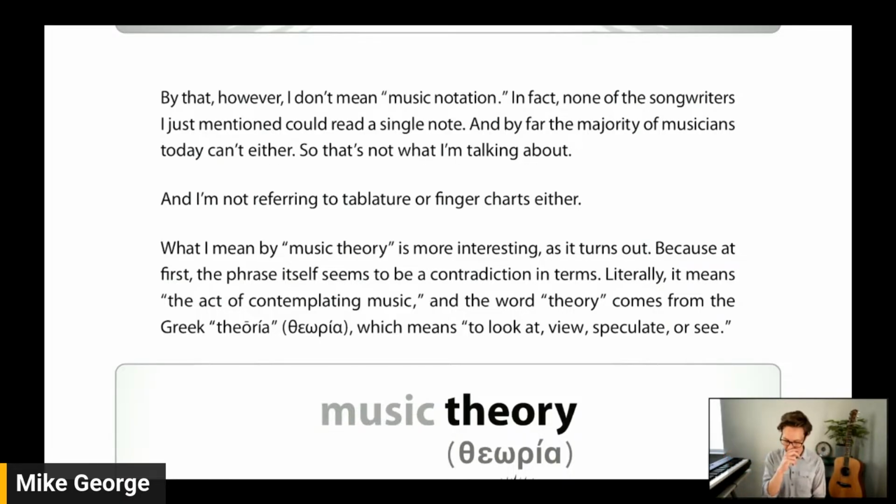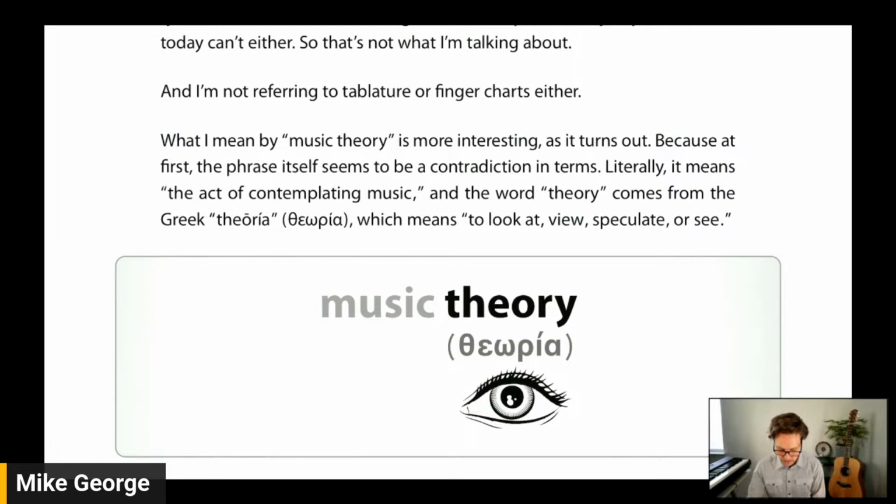So in fact, none of the songwriters I just mentioned could read a single note. And by far, the majority of musicians today can't either. So that's not what I'm talking about. And I'm not referring to tablature or finger charts either. What I mean by music theory is more interesting, as it turns out, because at first the phrase itself seems to be a contradiction in terms.